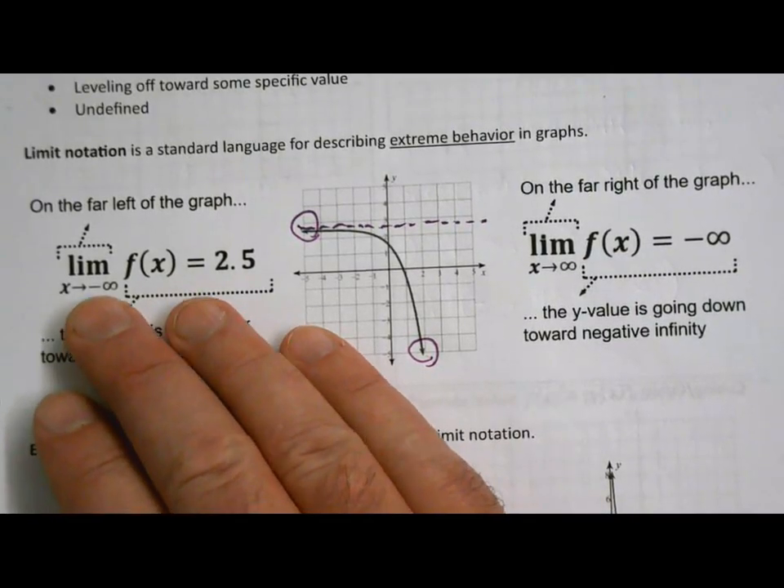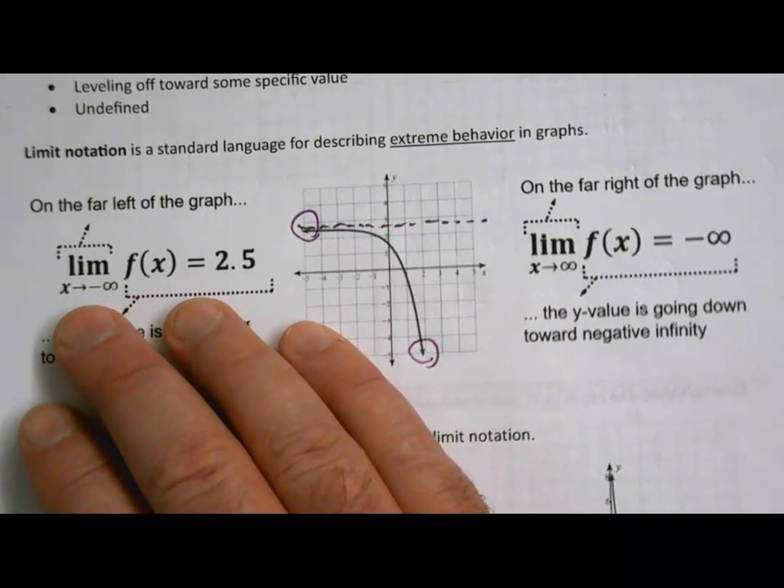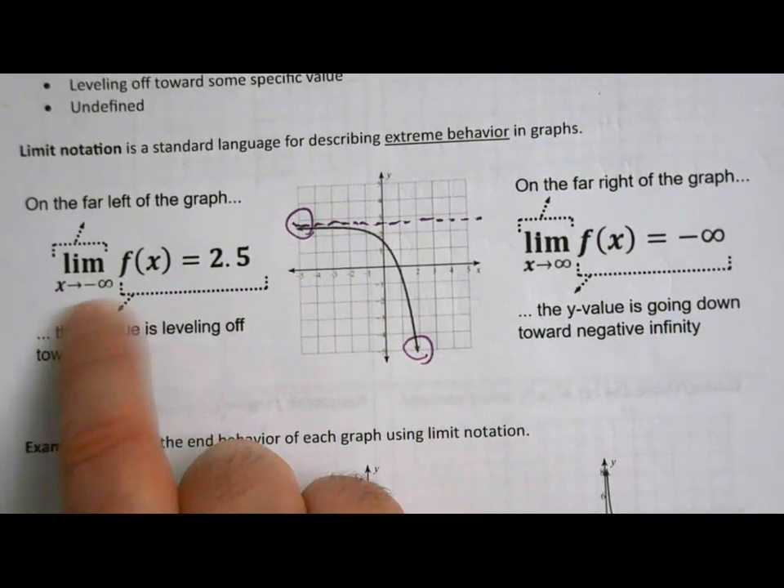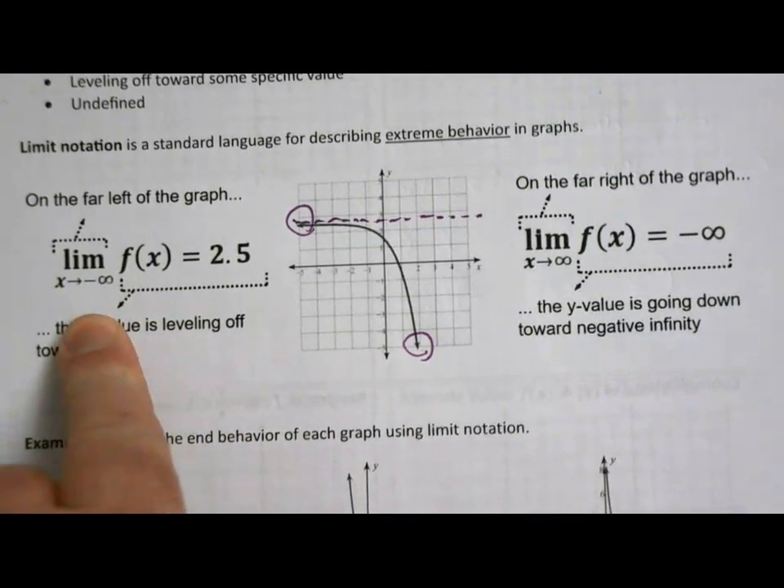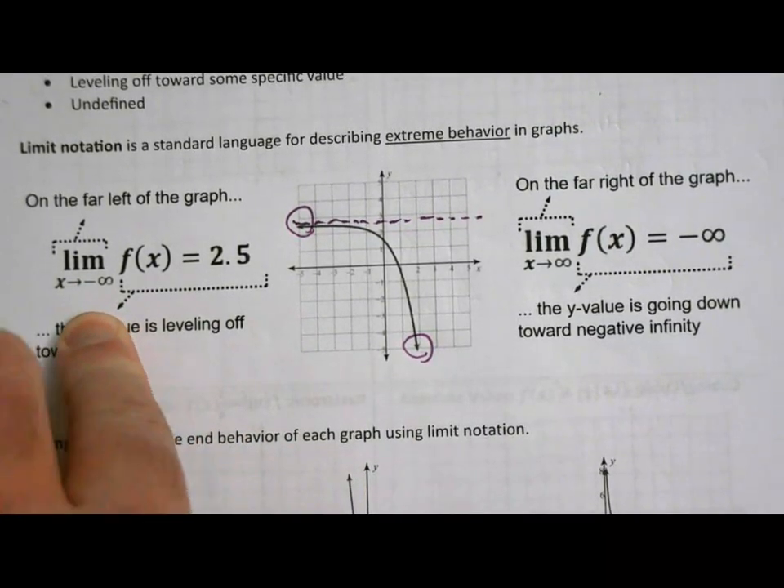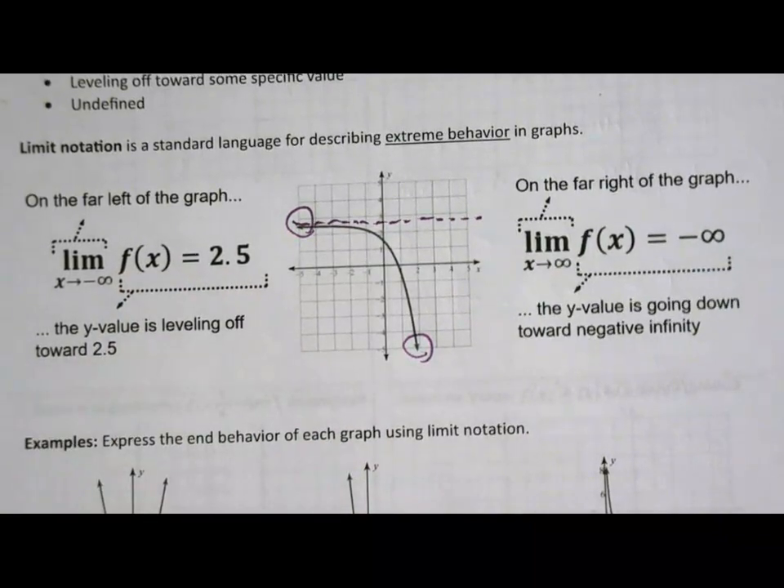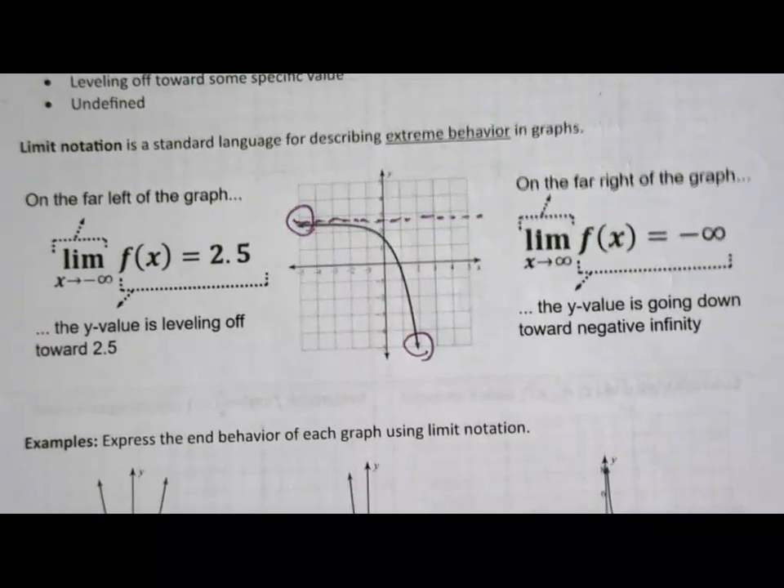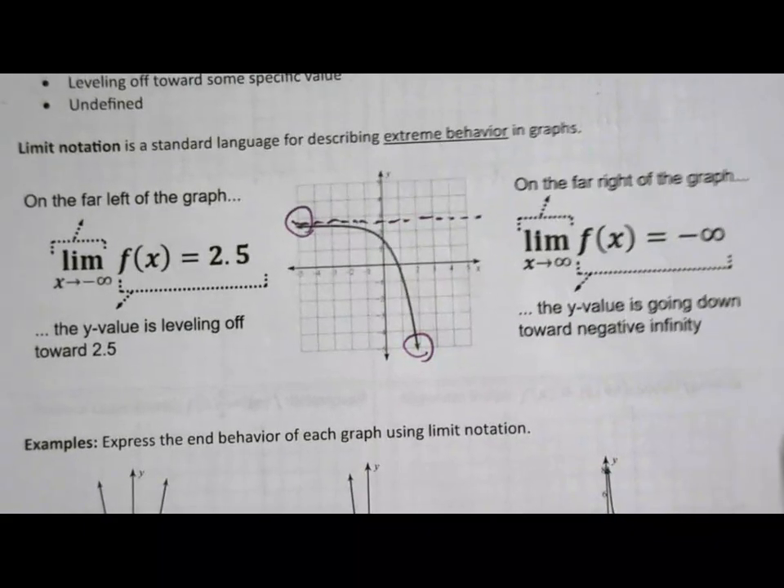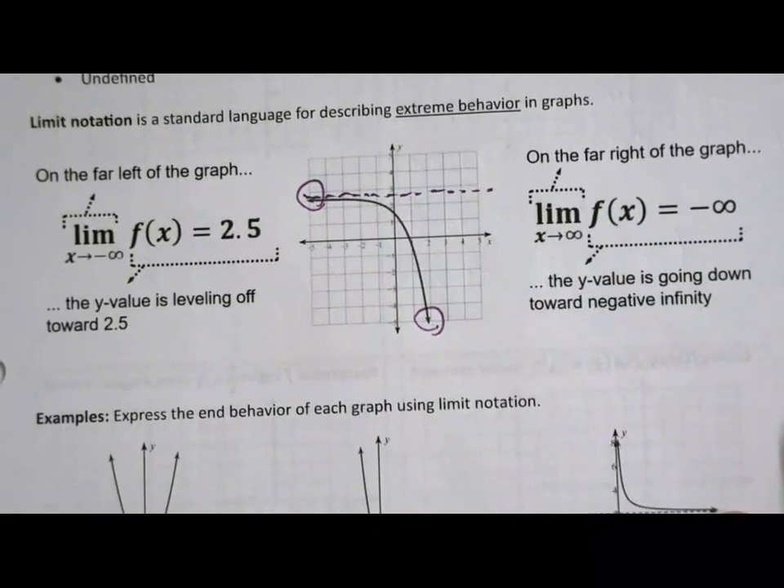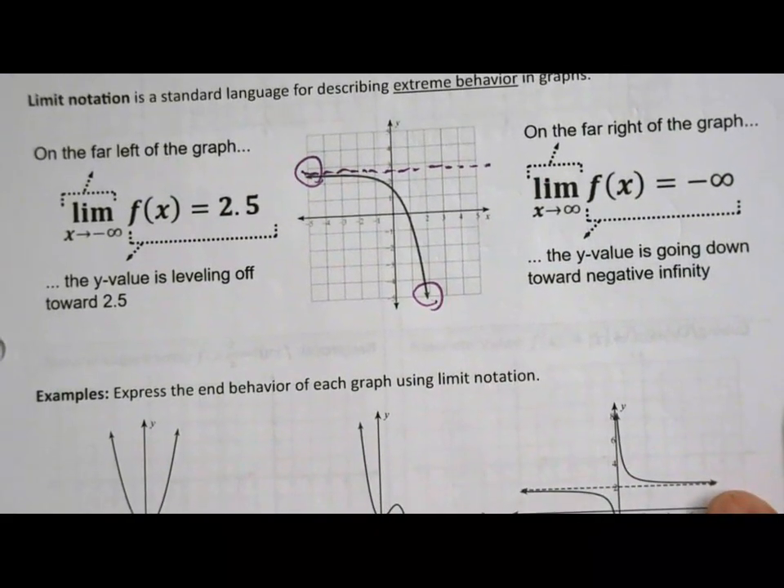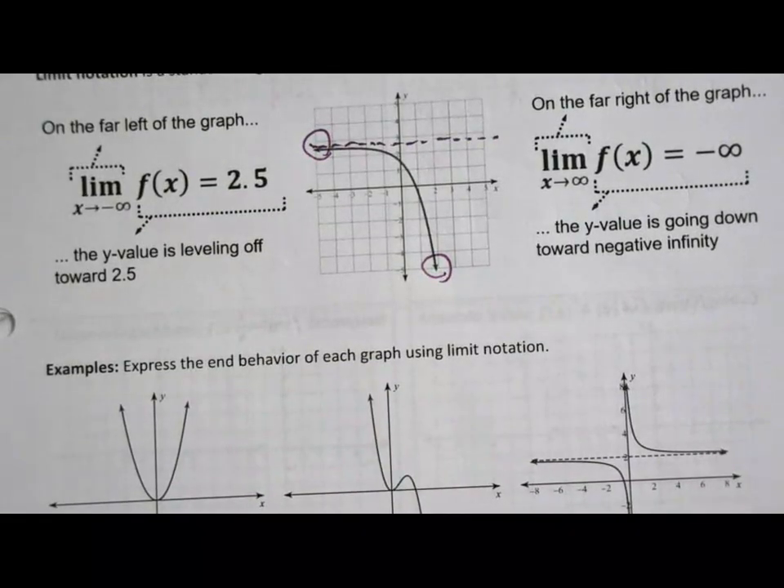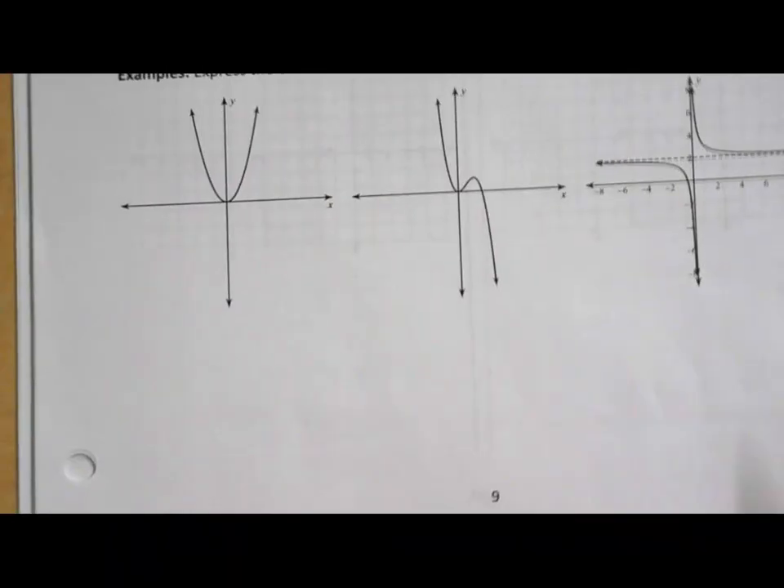But for right now, I want you to look at this and say, hey, what this is telling me is that as this graph goes really, really far to the left, the y value is going to level off to a constant value of 2.5. Okay. Any other questions? You guys think you could pull this off? I bet you can. I'm going to go ahead and work through this first one down below here, and then I'll ask you guys to do the other two on your own.